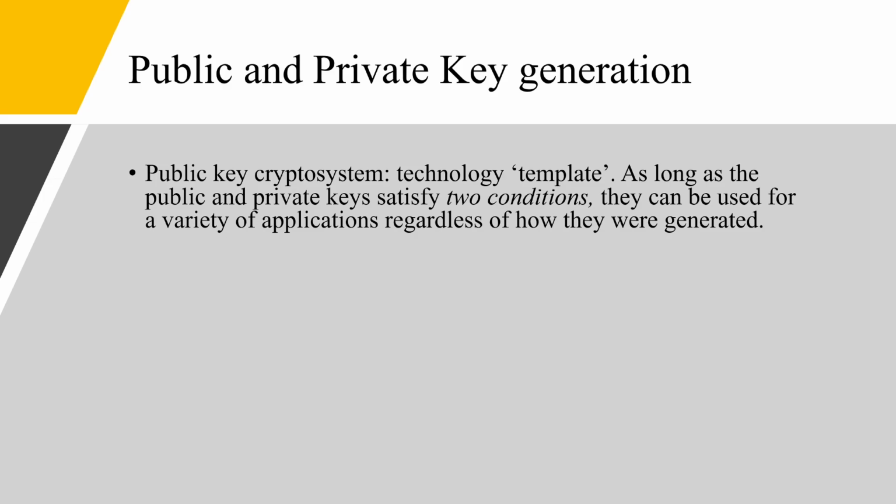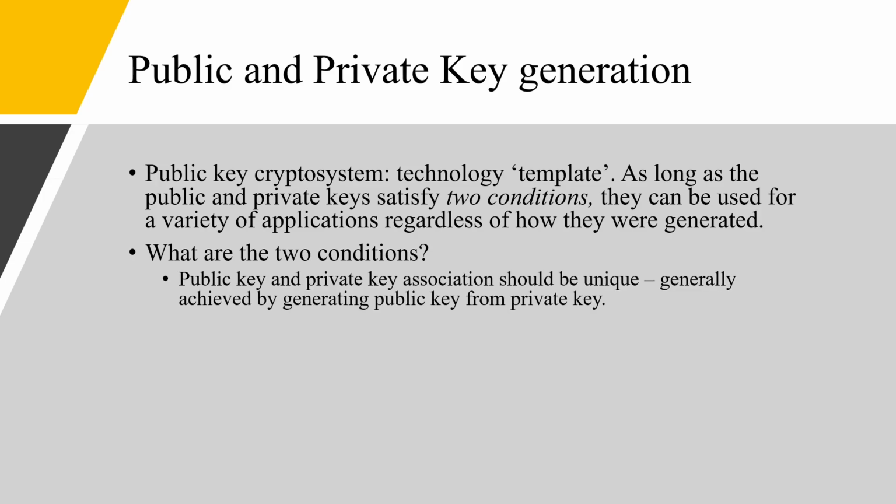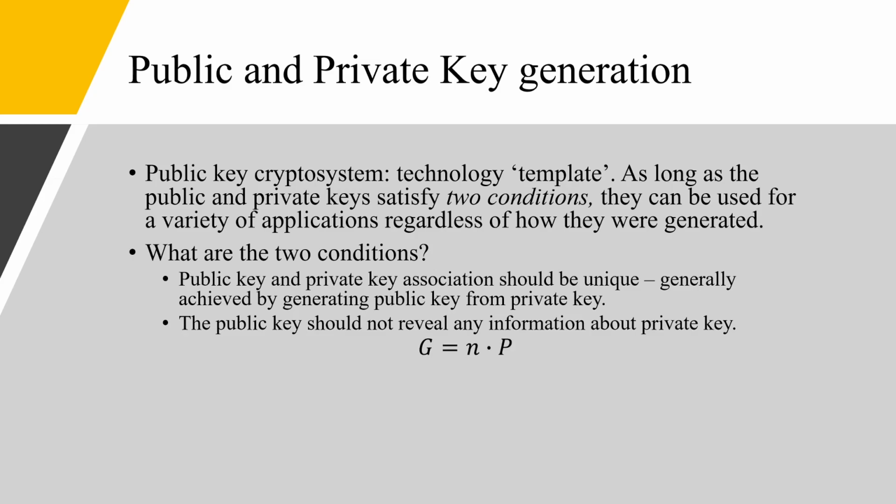So let's look at the conditions first. A public key and a private key, let's not worry about how they're used, let's just worry about how they're generated and what relationship they need to have. A public key and a private key association should be unique. So it's generally achieved by generating a public key from a private key. So what we're seeing here is that there should be an association between a public key and a private key, and because everybody can access the public key but nobody should be able to access the private key, we say that the public key should not reveal any information about the private key.